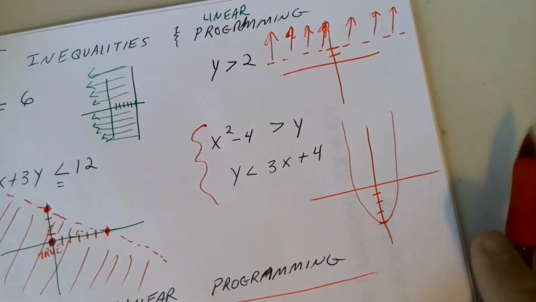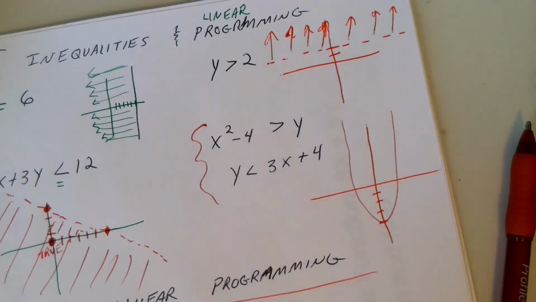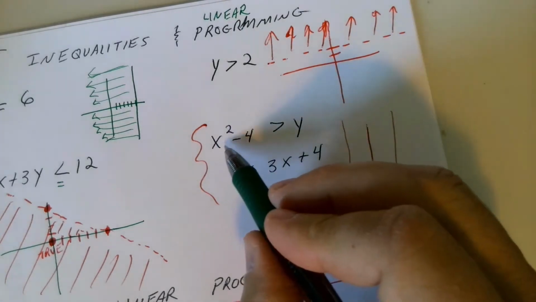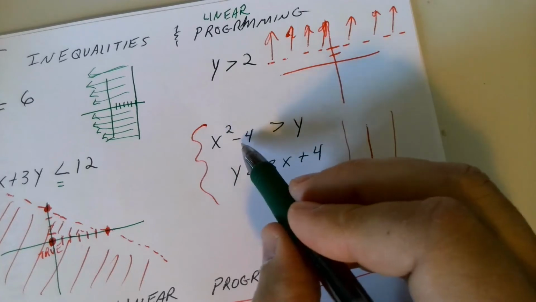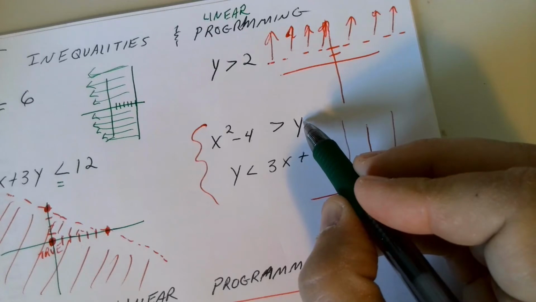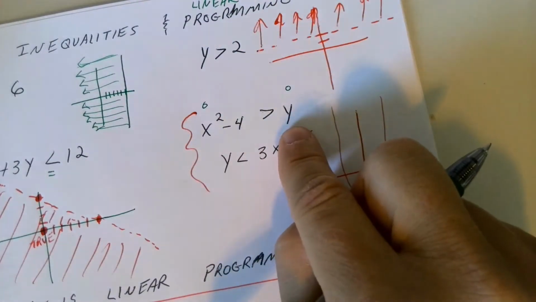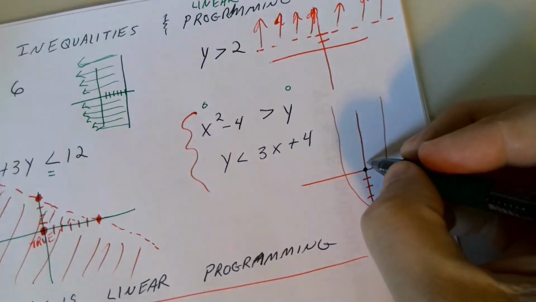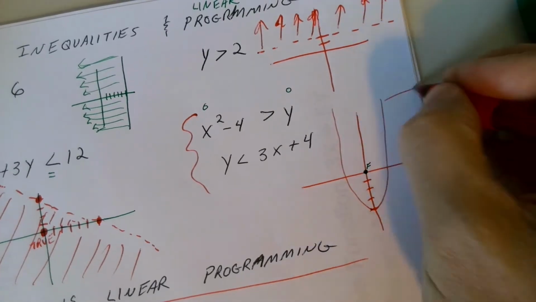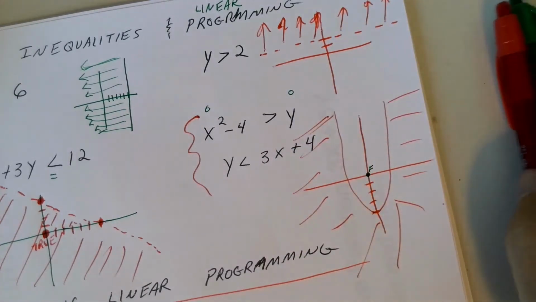And again, I don't know. Does it shade on the inside of it? Does it shade on the outside of it? I don't know exactly where it is. So what do I do? I check a point. So let's check 0, 0. So 0 squared minus 4, I got negative 4. Is negative 4 greater than 0? Right, because I plug 0 into both of those. 0 into here and 0 into here. Is negative 4 bigger than 0? The answer is no, it's not. So if that's false, then all of those are false. Then everything out here is our solution for that particular section.